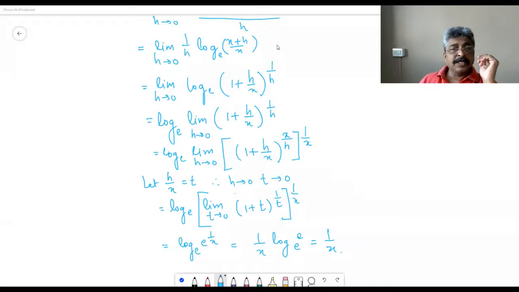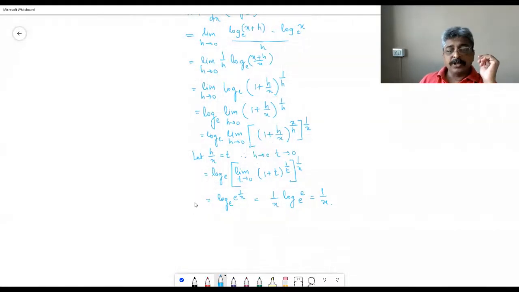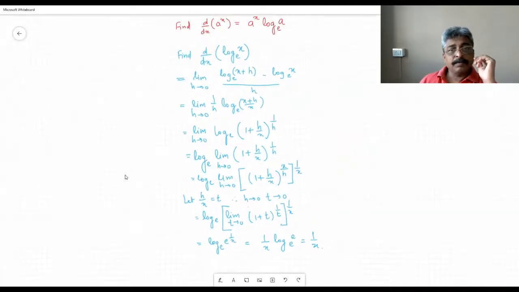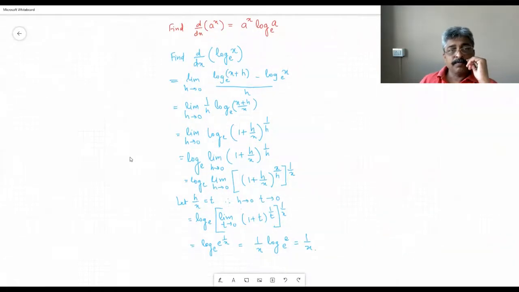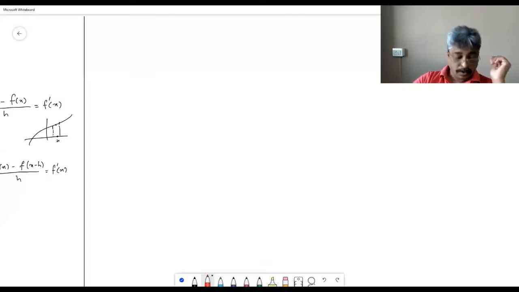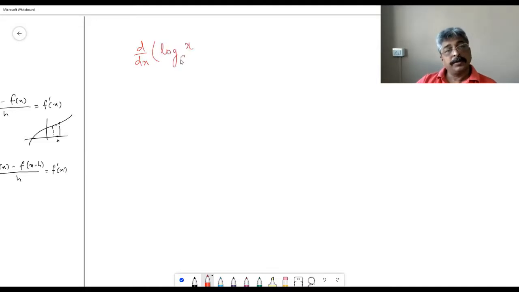Reduce the size and keep it in front of you so that you can find d/dx of log x to the base a.